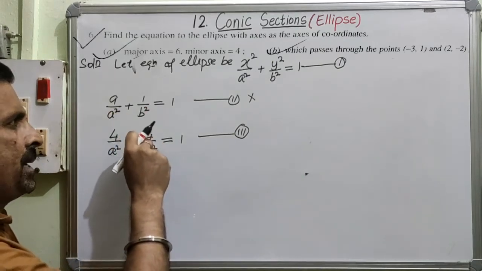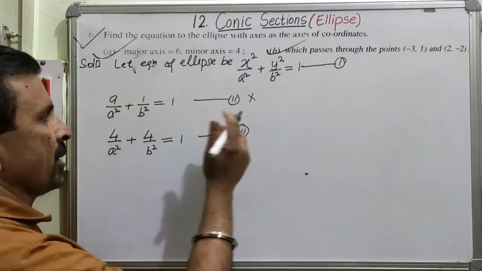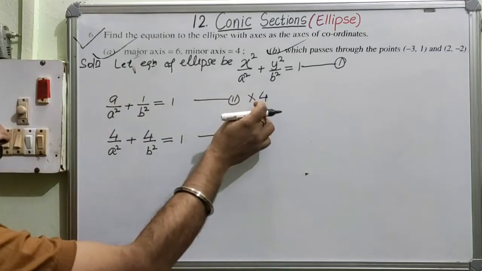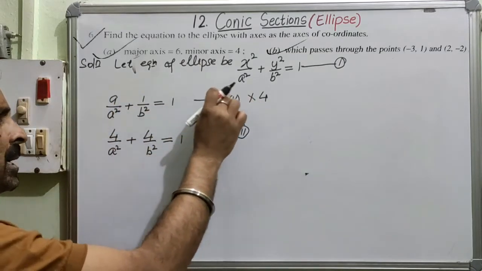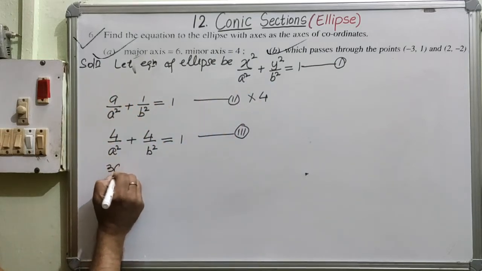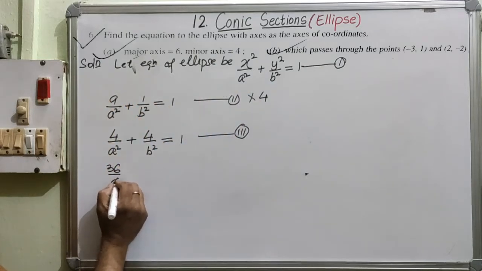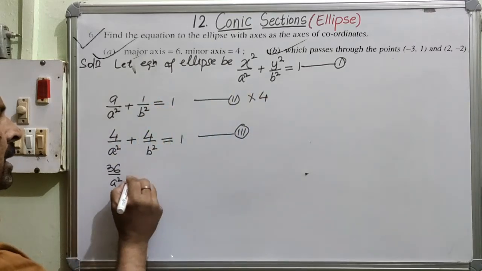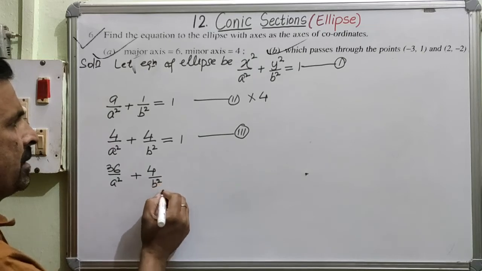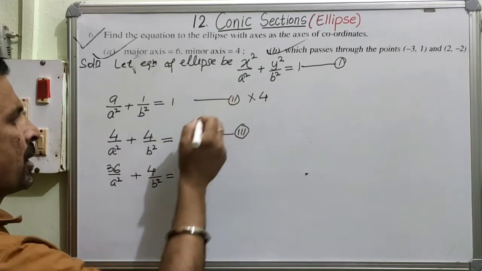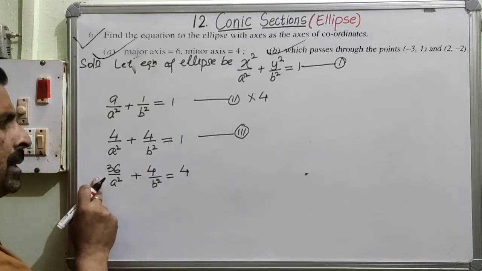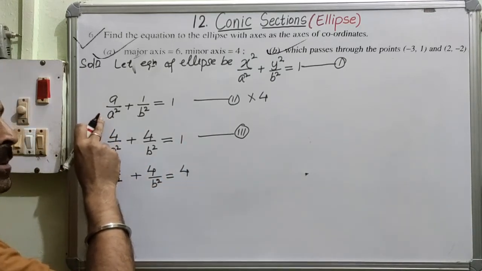Therefore the coefficient of this b square has to be the same. So we are going to multiply the first equation by 4. When you multiply it by 4, all the numerators will be multiplied by 4. So you get a new equation: 4 nines are 36 over a square as it is, then 4 into 1 is 4. Down will be as it is, b square, because we are not multiplying anything with the denominator. And this will also be equal to 4. Right? So this is the new equation we have derived from equation number 2.